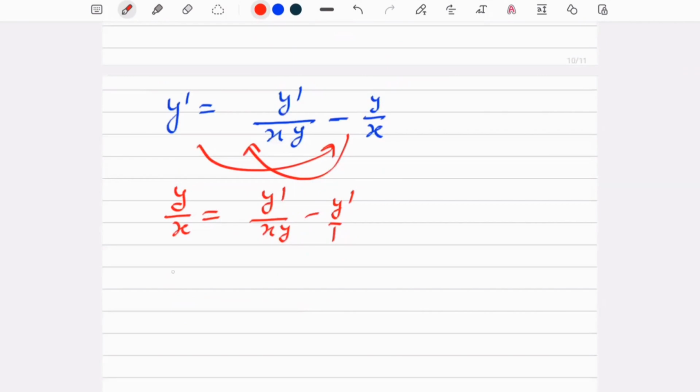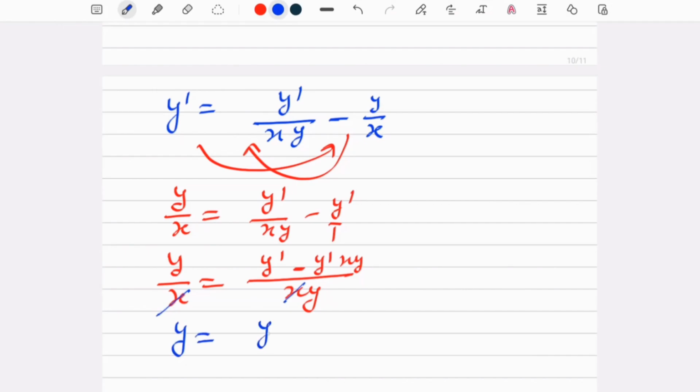Yes, sir. So it will be y by x equals, taking xy as the LCM, y dash minus xy y dash, times xy. Right? Yes, sir. Okay. So x will be cancelled out. It will be y equals y dash common out 1 minus xy upon y.